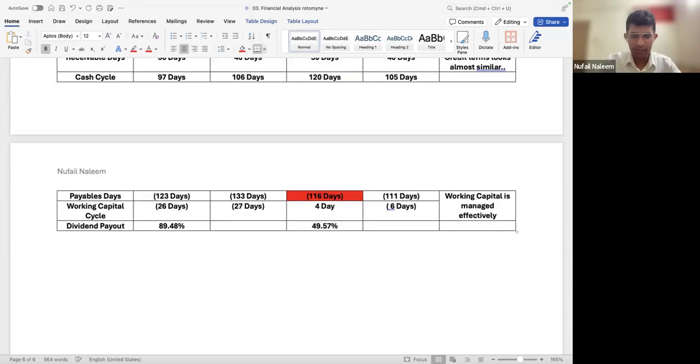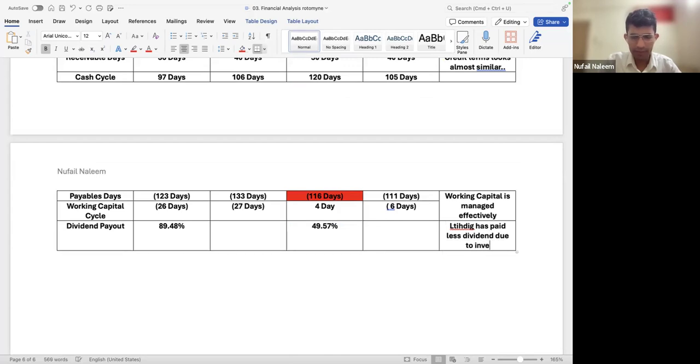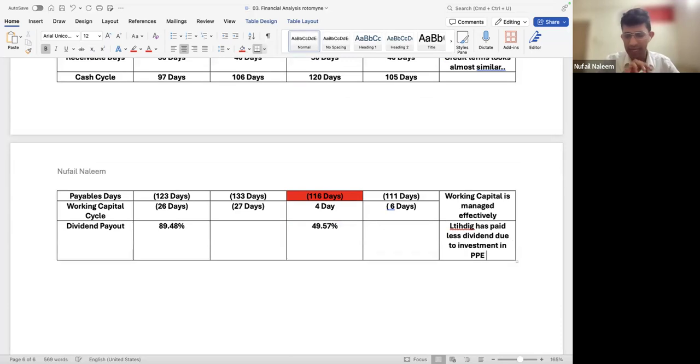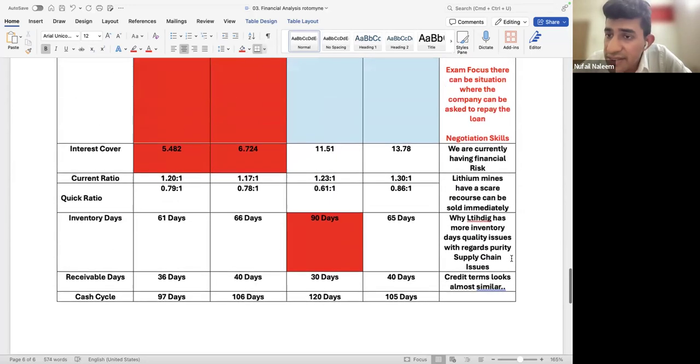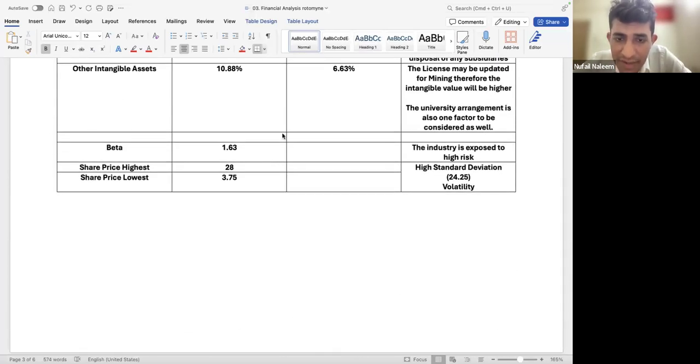So I'll write down here, Litdig has paid less dividends due to investments in property, plant and equipment, residual investment policy. But students, are you all clear with this? Can I quickly get a confirmation from you all in the chat box, if you are clear with these applications? So what I can effectively say is there's an industry risk we can effectively see. And our assets, one more thing, that we are a little bit backwards also.